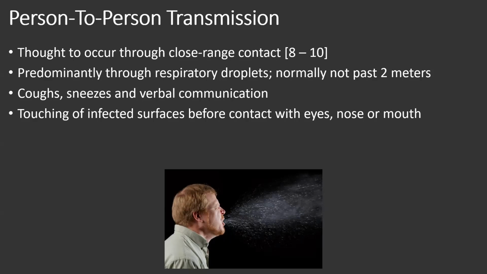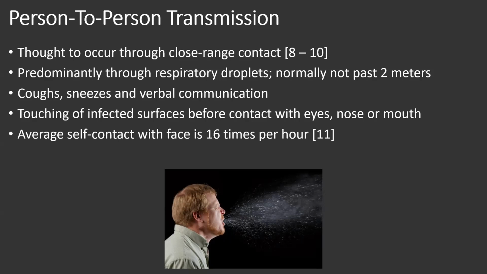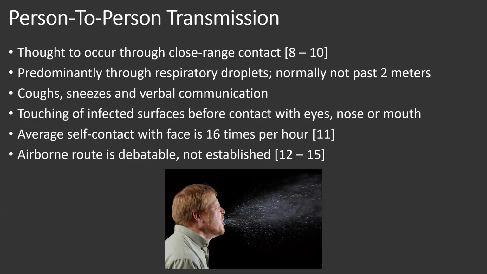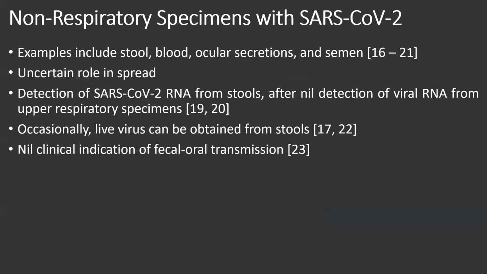And actually, in general, this is a problem because the average person makes contact with the face about 16 times an hour. There are some differing sources here and there, but it's about there. And so as for the airborne route of transmission, its existence has been debated with low certainty and clarity. For the non-respiratory specimens, SARS-CoV-2 has been detected in such specimens, including stool, blood, ocular secretions, and semen. But the role of these areas in spreading is currently uncertain.